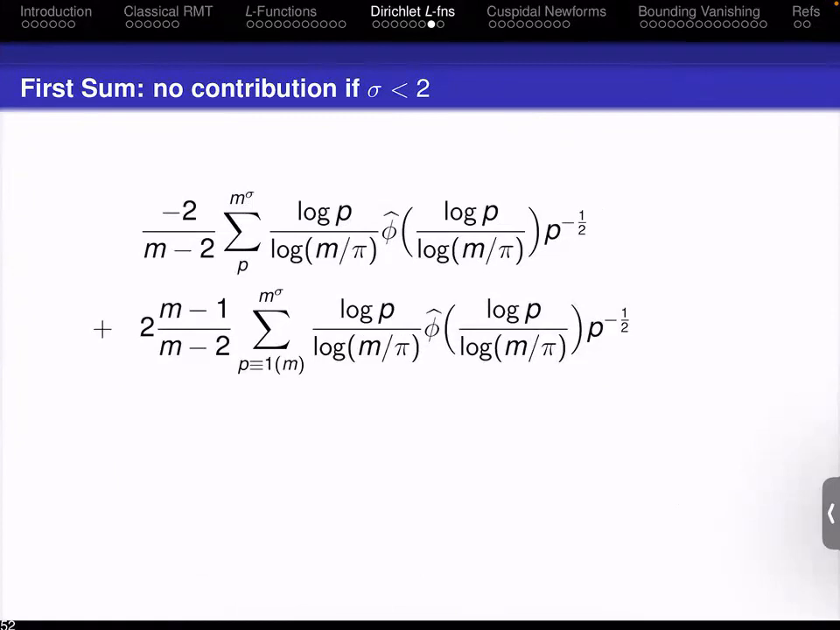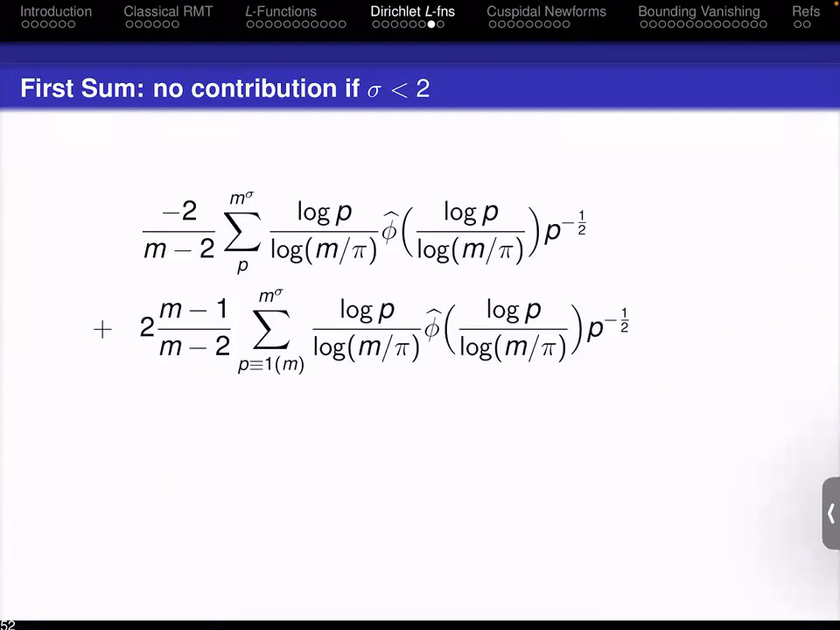When I put this in now, I can see the sum of p to the minus one half, and I've got a log p, but just call it the sum over all n of n to the minus one half. That's going to be like n to the one half, so it's going to be like m to the sigma over two. As long as sigma is less than two, the first term is going to be small because I'm dividing by m. So as long as sigma is less than two, m to the sigma over two will be smaller than m.